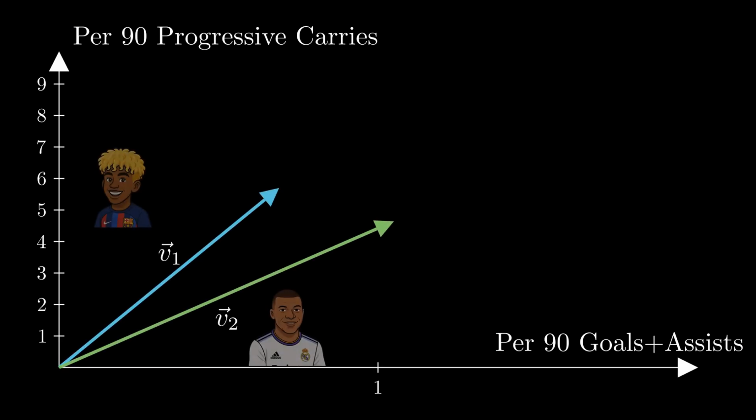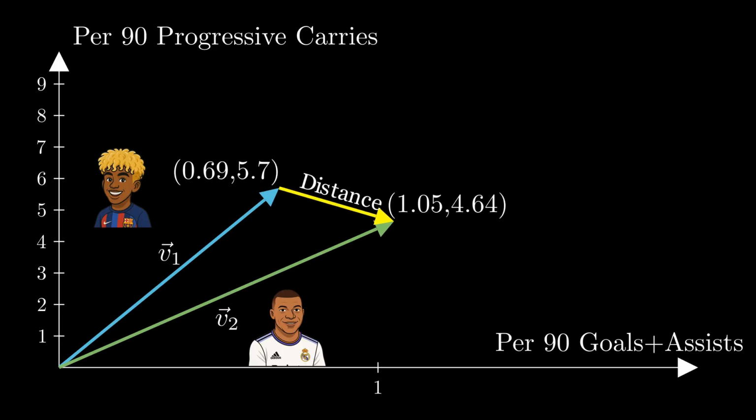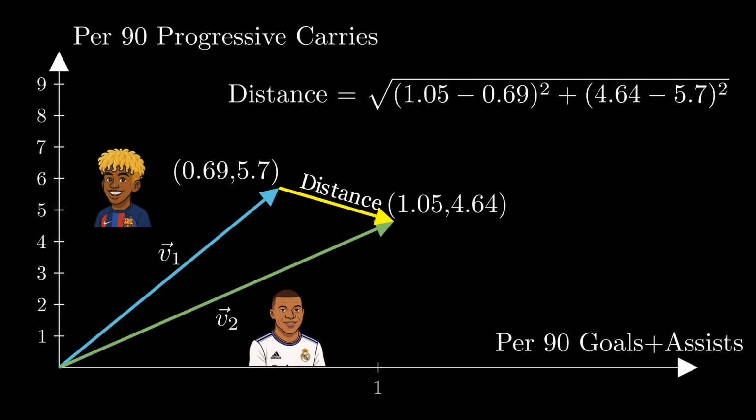So now that we know how to represent our points for each player, how can we find the distance, aka the similarity between the two? The formula is actually given by the Pythagorean theorem. We will take the two players' per 90 goals and assists and subtract them from each other and then square that number. We will also do the same thing for the per 90 progressive carries. Finally, we add those numbers up and take the square root of the final result. This gives us a distance of 1.12.